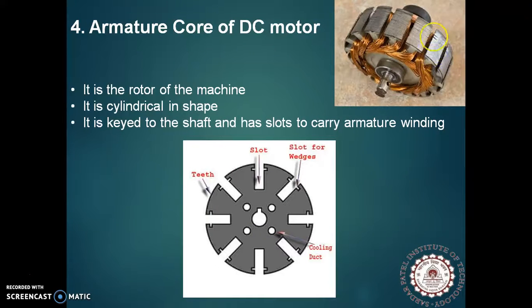Armature core of DC motor. It is the rotor of the machine, and as you can see, it is cylindrical in shape. It is keyed to the shaft and has slots to carry the armature winding.